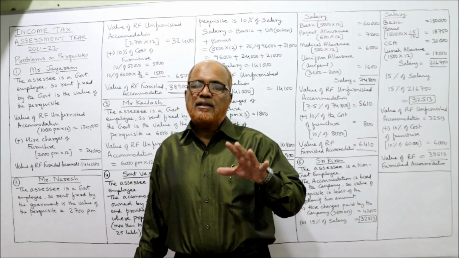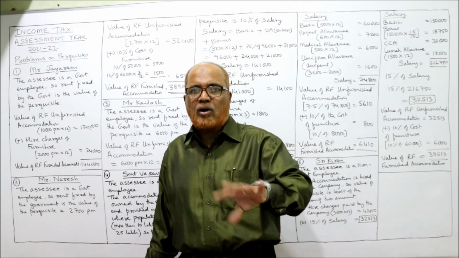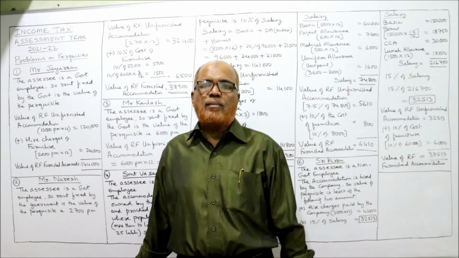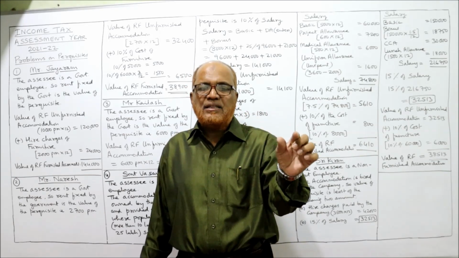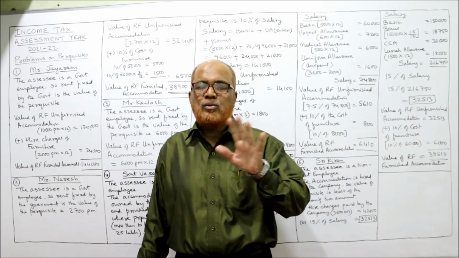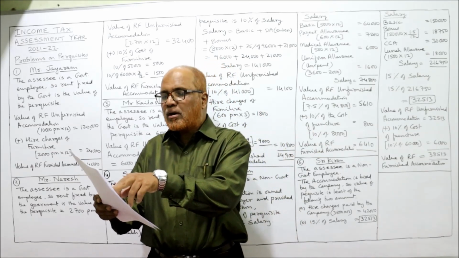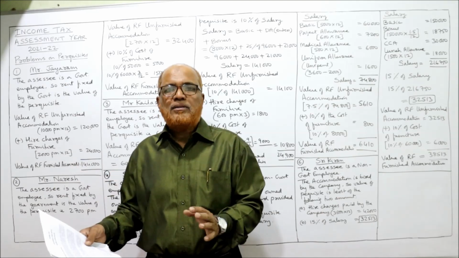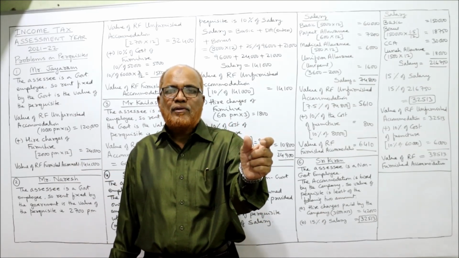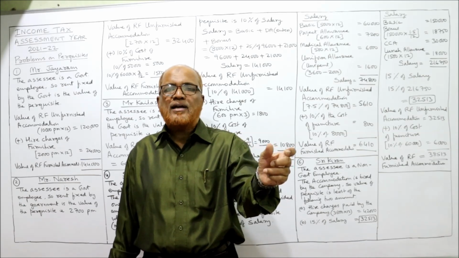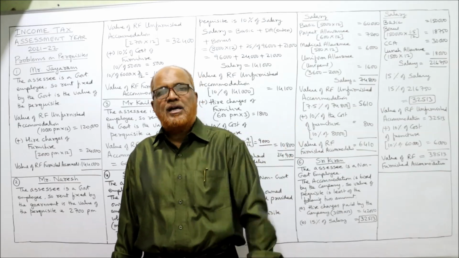Before calculating the value of rent-free accommodation, we have to see whether the employee is a government employee or non-government. Here he is a government employee. For a government employee, the rent fixed by the government is the value of the perquisite. That's all. How much is the rent fixed by the government? It is 10,000 per month. 10,000 per month into 12 gives 1,20,000, the value of unfurnished accommodation.